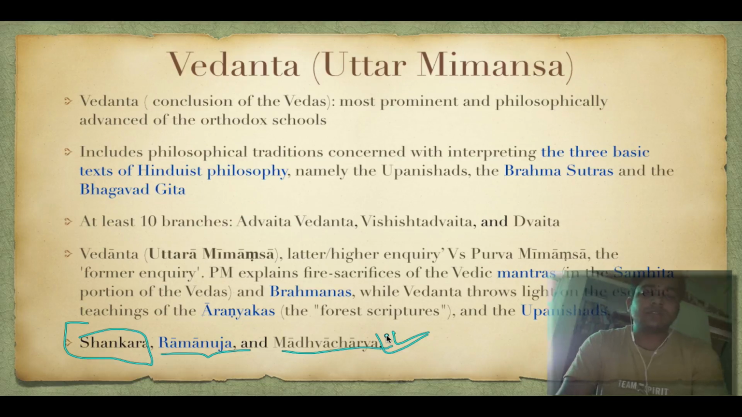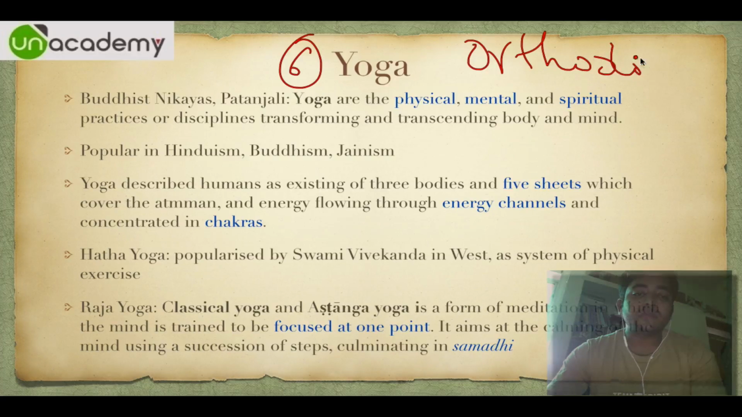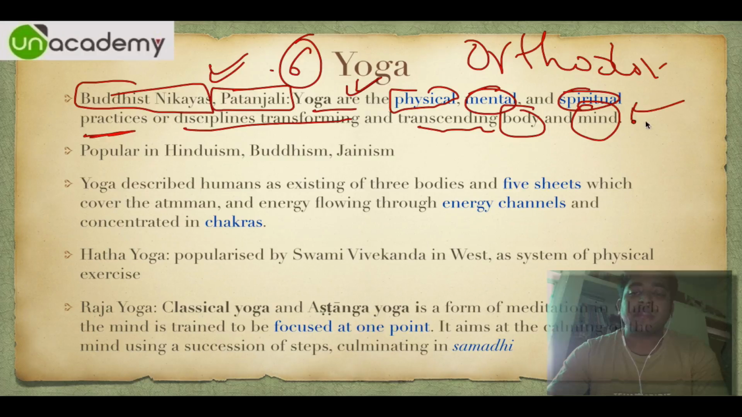So the last school which is left is Yoga. This is the 6th school in Orthodox I am talking about. So the first mention comes in Buddhist Nikayas. It was developed by Patanjali. Yoga, please remember this definition: physical, mental and spiritual practices or disciplines transforming and transcending body and mind. Just remember this, it can be physical, mental or spiritual.